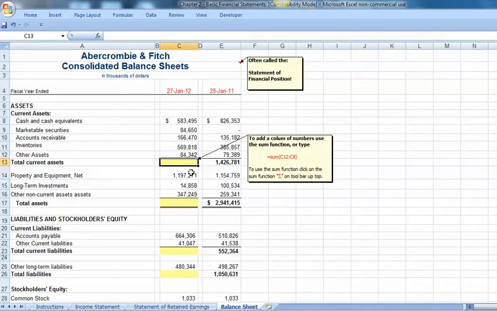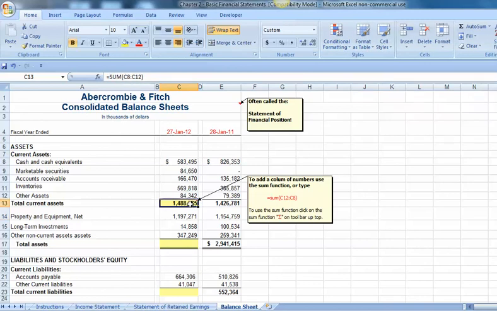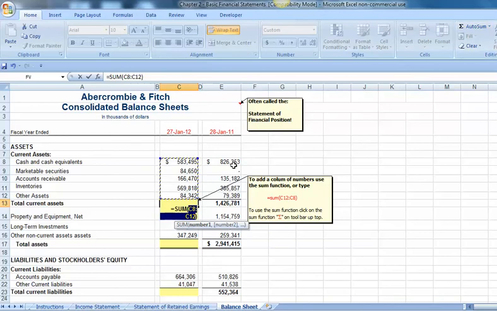To calculate our total current assets, simply equals sum, parenthesis, and then we can highlight the cells. If we had the menu bar displayed, we could have typed the sum function over here, and it automatically highlights the cells above it if those are the ones we want, and we can hit enter.